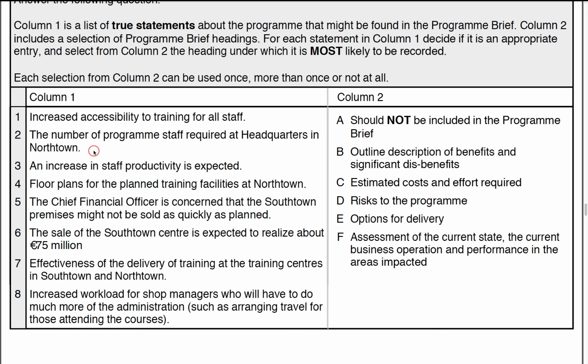The number of program staff required at headquarters in Newtown. Well, as this is going to be a cost because of resource requirement, therefore we need to look at the cost of doing that, and that's going to be coming under estimated costs and effort required, right? Because they're going to be providing that. Program staff, remember, are required at headquarters. There's going to be a cost for the program, so that's going to be letter C.